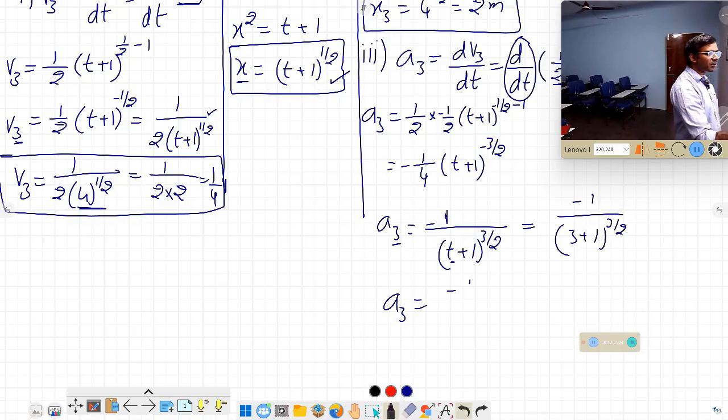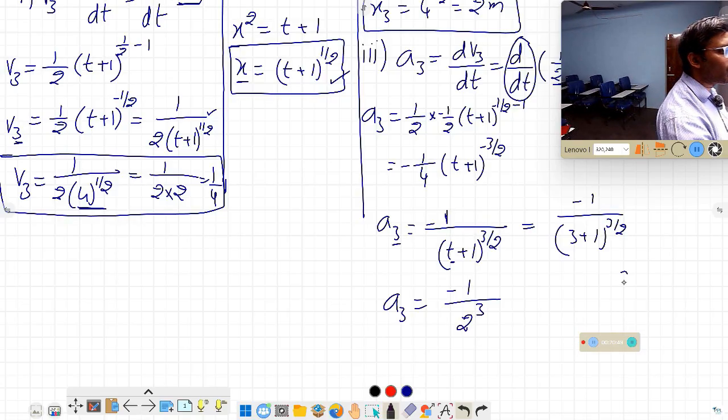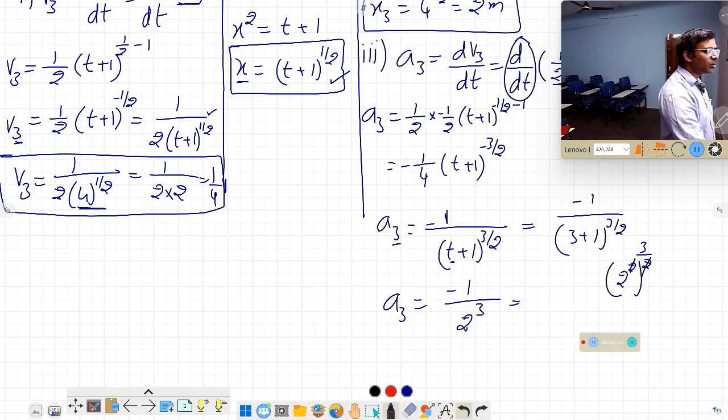A3 is equal to, that is nothing but, 1 minus 1 by 4 power 3 by 2. That becomes 2 cube you will get. Yes or no? 4 whole power 3 by 2. 4 I can write as 2 square whole power 3 by 2. The square and root cancel, that is 2 cube you will get. What is the 2 cube value? 8, that is 1 by 8 meter per second square is the answer for your question.